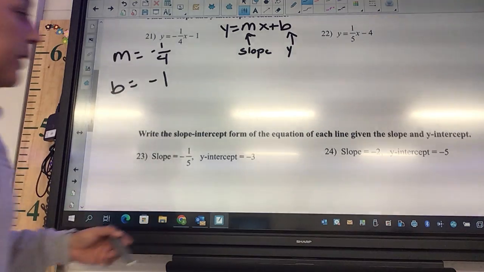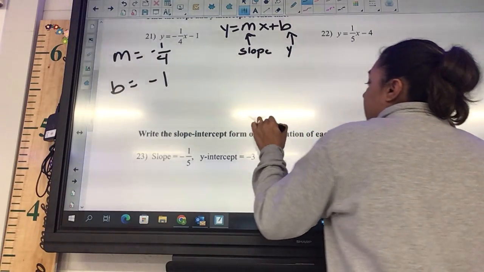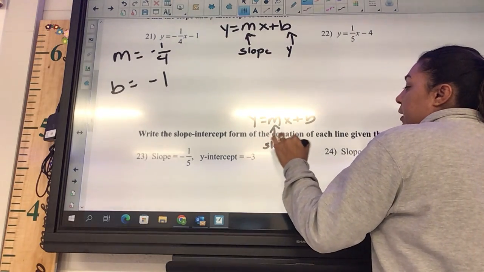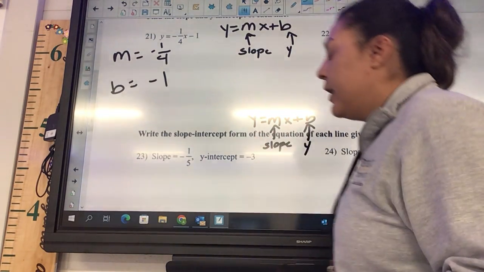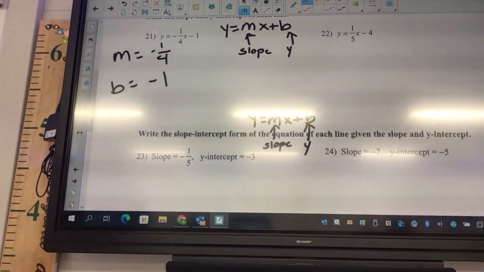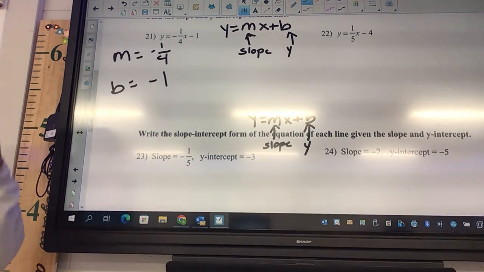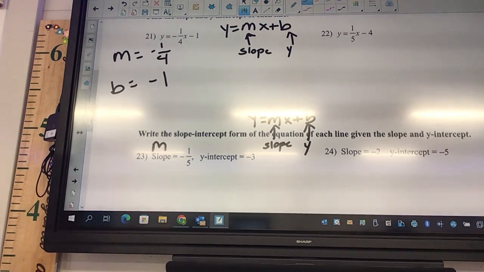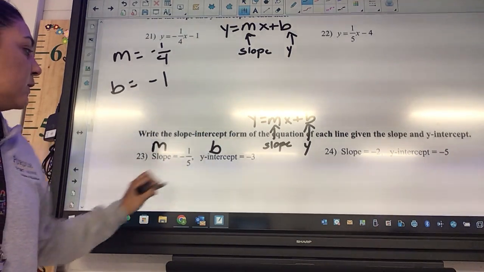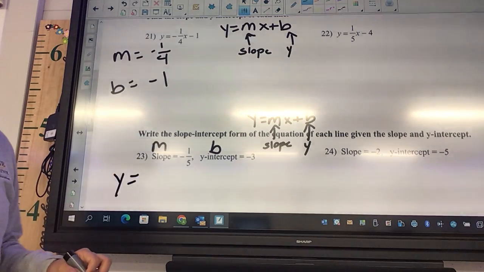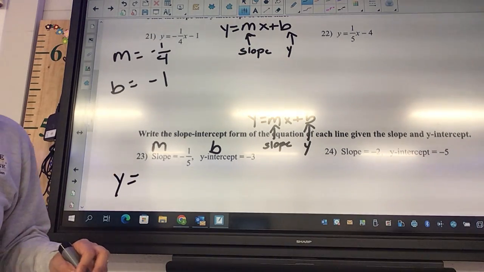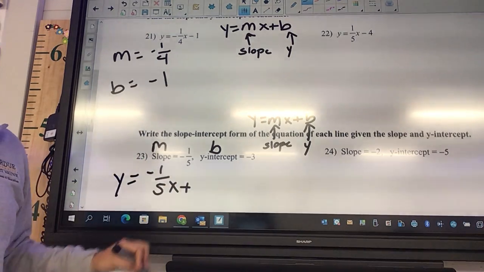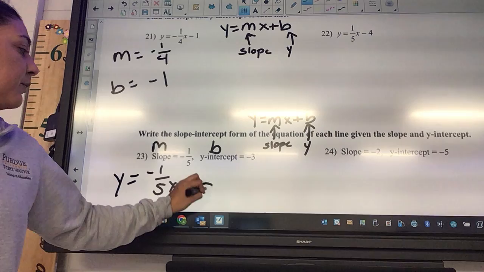This one's the same way. It goes y equals mx plus b, where m is our slope and this is our y-intercept. What letter do we use for the slope? M. And what do we use for the y-intercept? B. So it's going to look like y equals, what's our m? Negative 1 over 5 x plus, what's our b? Negative 3.